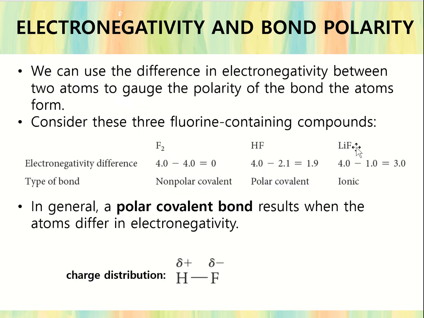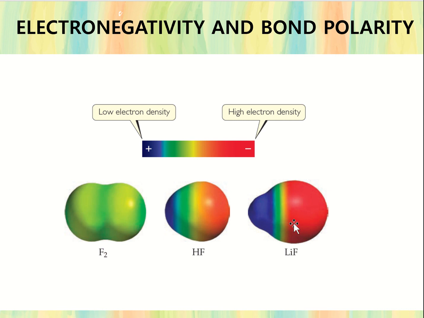In contrast now to the lithium fluoride, which is an ionic bond, that difference in electronegativity is 3.0. So here, we can see a distinct blue portion and a distinct red portion. We have an ionic bond here, and we have this low density lithium area and the high electron density area of fluorine in this red portion here.